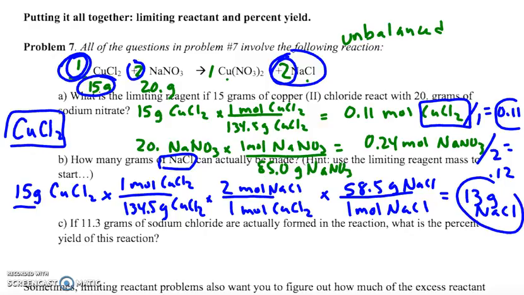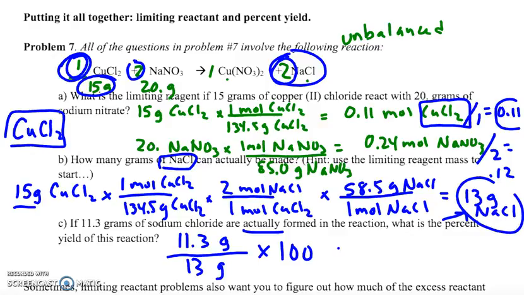So now the next part of this problem says if 11.3 grams of sodium chloride are actually formed in the reaction, what is the percent yield of the reaction? So remember, the actual yield goes in the numerator. The theoretical yield was the number we discovered by the stoichiometry, so 13 grams. And then putting it into percent form by multiplying by 100, maintaining 2 significant figures, this is an 87% yield.